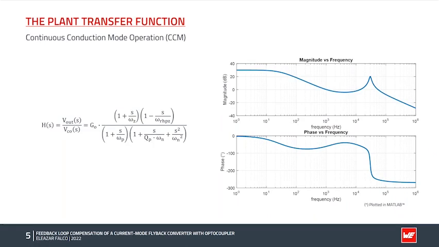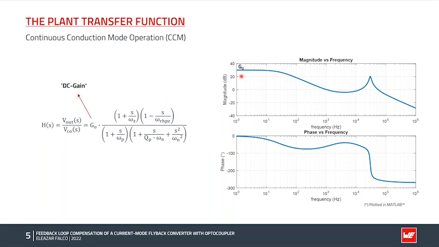And here we can see the structure of the plant transfer function for our peak current mode flyback converter in continuous conduction mode operation. A typical Bode plot example for this transfer function, showing the magnitude and the phase versus frequency, is also shown here. The different components of this transfer function that we have are the following.